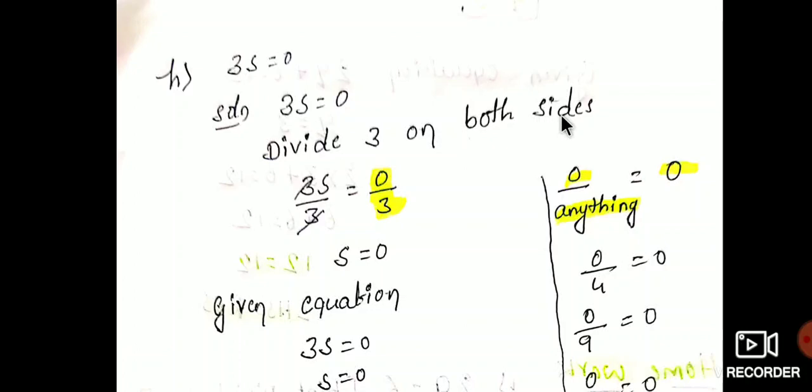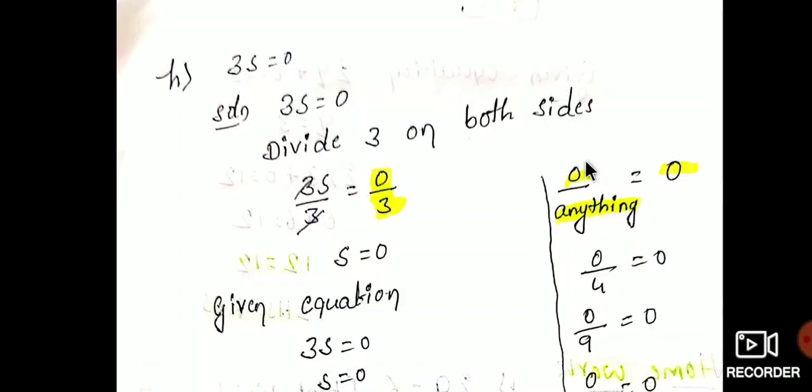So here I am dividing 3s by 3 is equal to 0 by 3. Yes, I divided both sides by the denominator. Okay, 3 and 3 get cancelled. s is equal to, dear students, 0 by anything is 0. If you divide 0 by any number, you get 0.